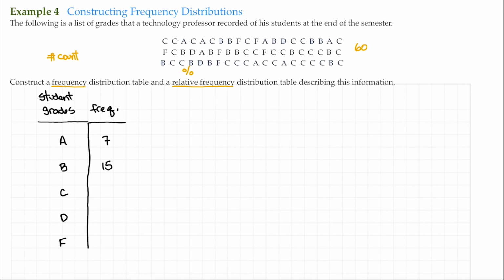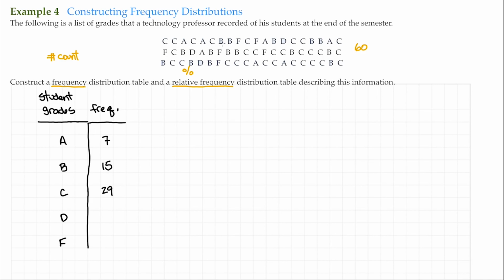Then the C's, 1, 2, 3, 4, 5, 6, 7, 8, 9, 10, 11, 12, 13, 14, 15, 16, 17, 18, 19, 20, 21, 22, 23, 24, 25, 26, 27, 28, and 29. I think we got them all. I hope so. So there we go, 29.